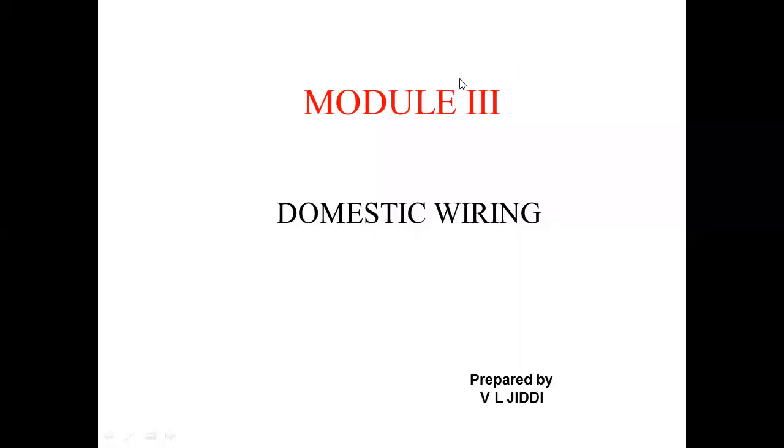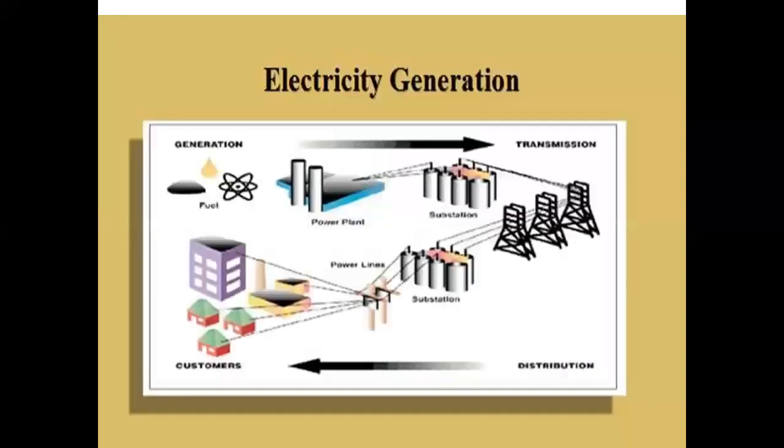Hello dear students. Today I am going to discuss the next unit, that is domestic wiring. Before we move into domestic wiring, let me discuss electricity generation. There are different fuel sources for the generation of electricity. Water may be the source for a hydro power station, coal may be the source for a thermal power station, and uranium, that is nuclear fission reaction, for the nuclear power station. So from the power plant, we are generating electricity from different fuel sources.